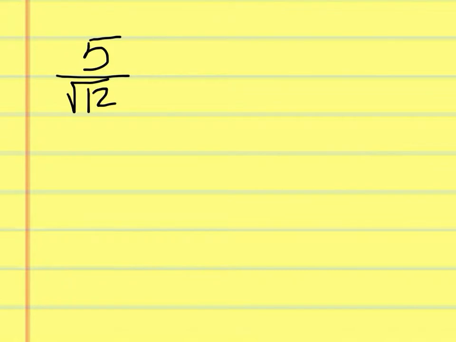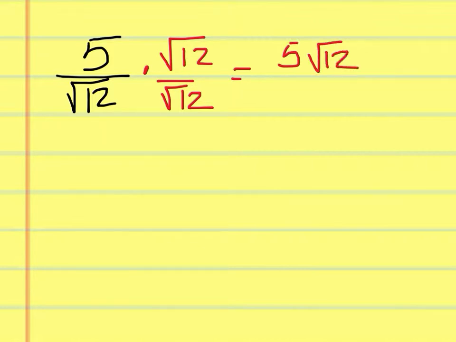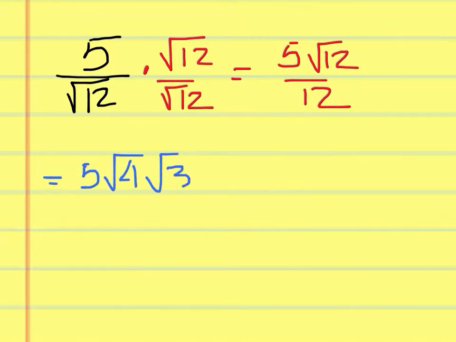Clearly, in this problem, you need to get rid of that radical term in the denominator. But you should also notice that the square root of 12 can be simplified. You would be better off doing it this way. Don't try to simplify the square root of 12 first. Just multiply the top and the bottom by the square root of 12 to come up with 5 square root of 12 over 12. But then you should recognize that the square root of 12 can be broken up as 4 and 3.